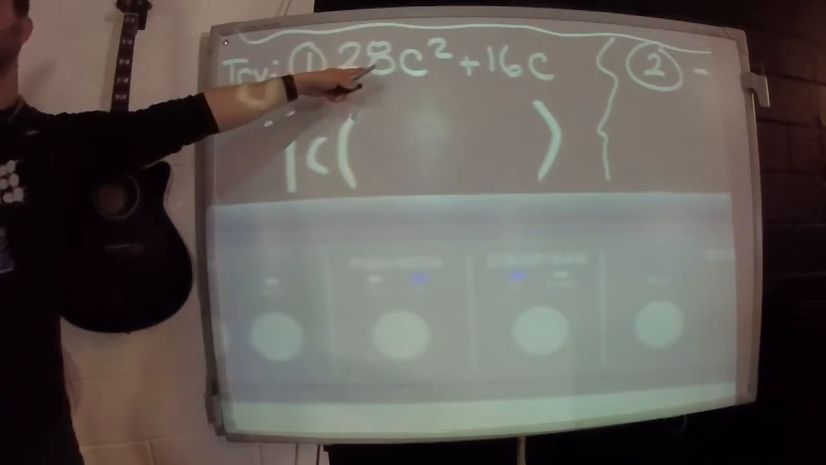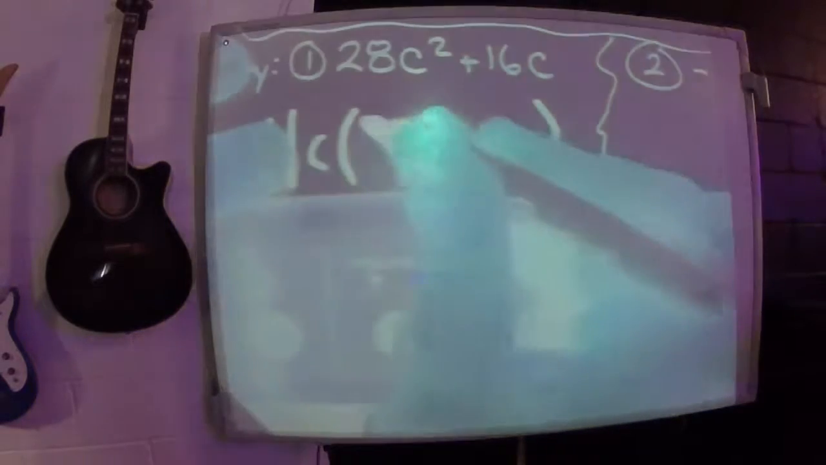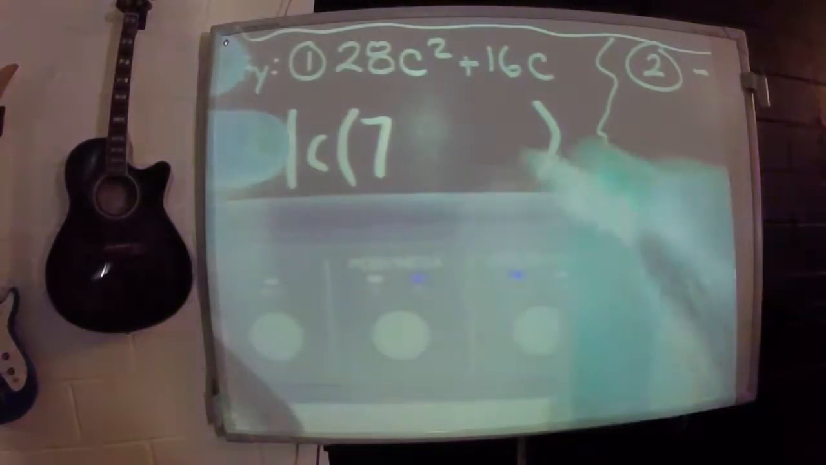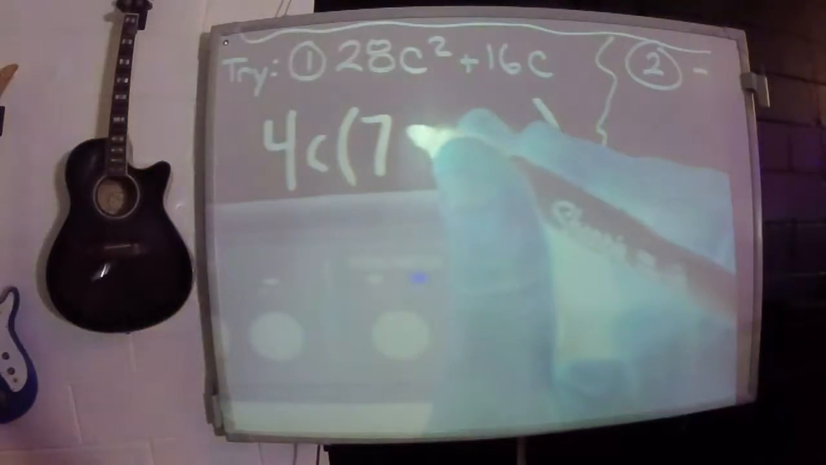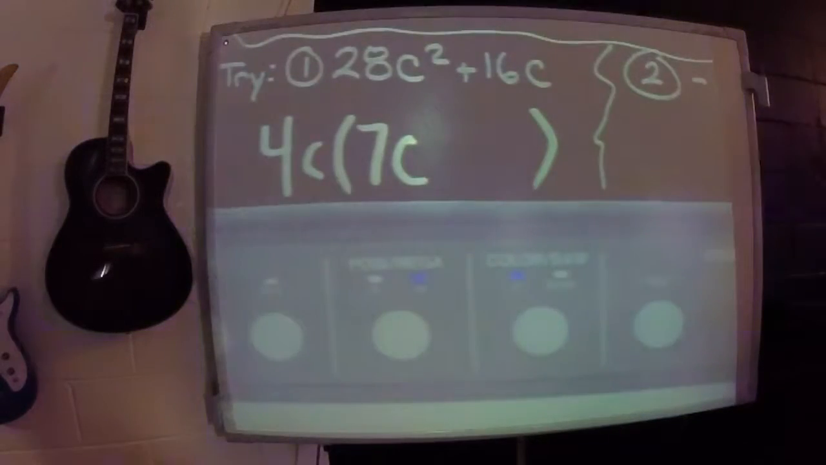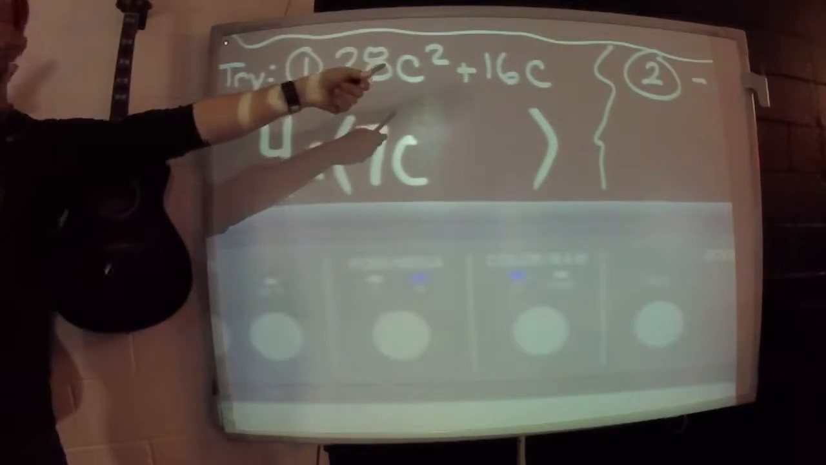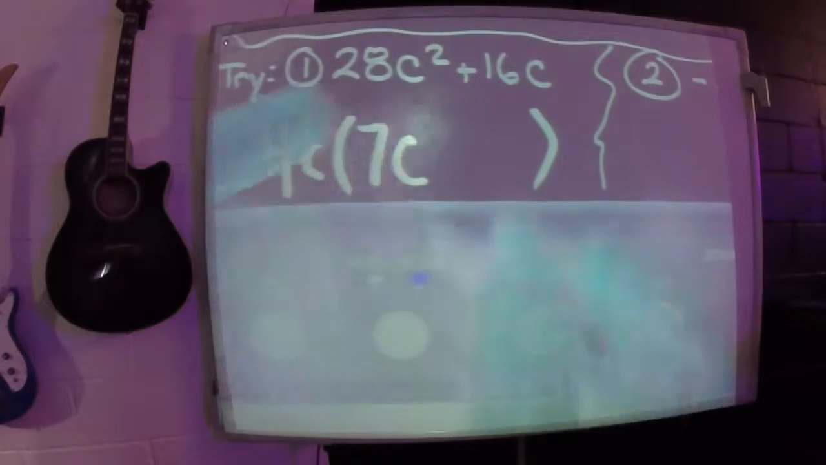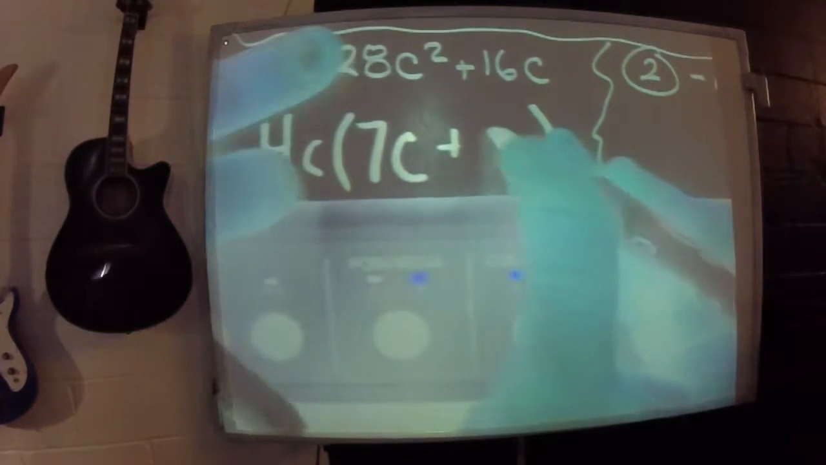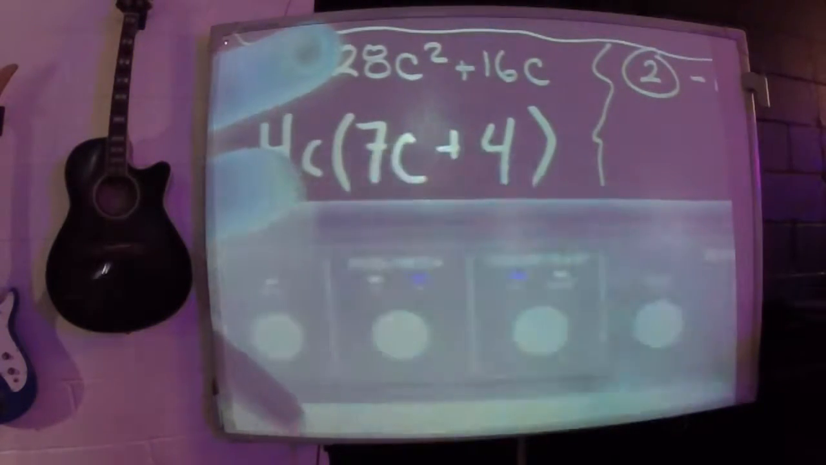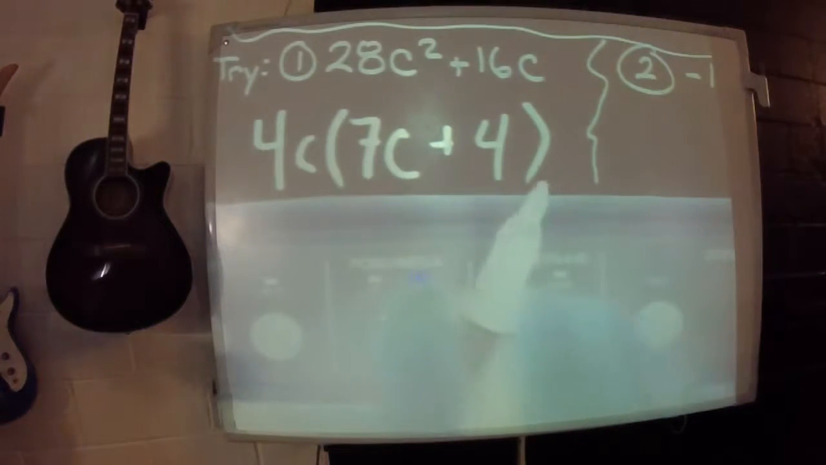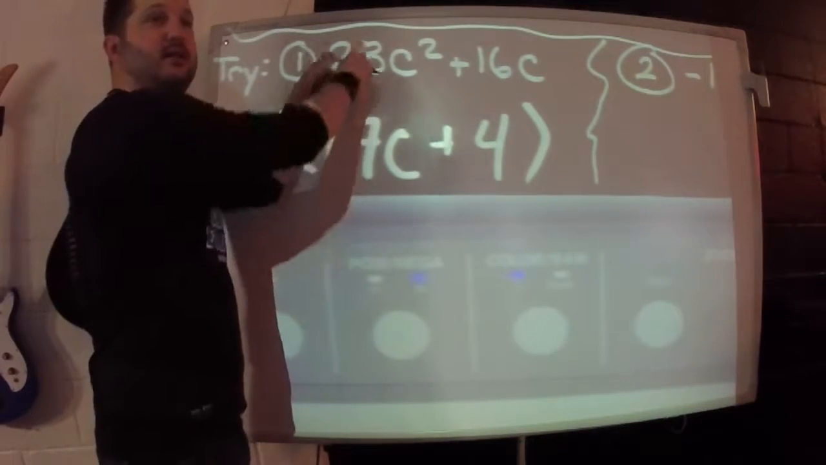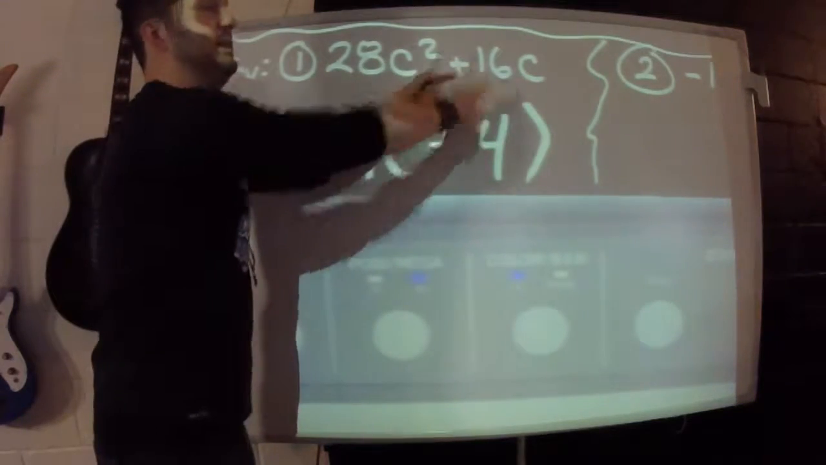28 divided by 4 is 7. C 7, squared, and take 1 C off, so what's that leave you? C squared. Well, it was C squared, so now C. All right, 16 plus 4. Take 16 divided by 4 is 4. Hey, you didn't put a line through your 7. There we go. So I got 4C(7C + 4). That's 28C squared, and that's 16 C's.